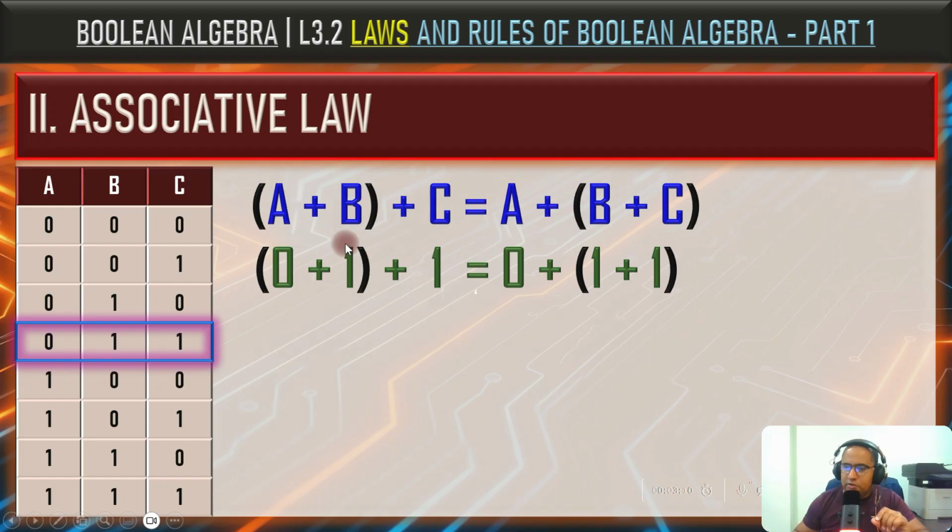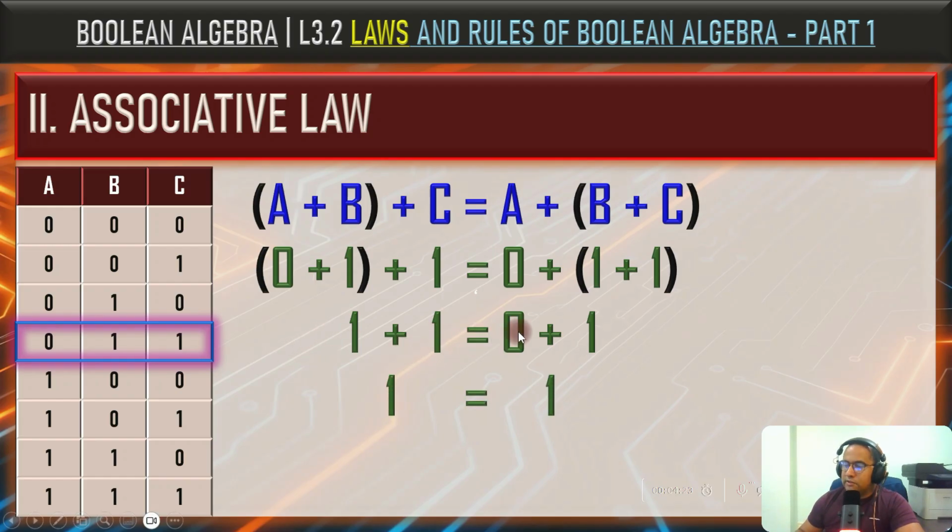Pay attention. According to the order of precedence, just like in mathematics, we first evaluate what's inside the parentheses. 0 plus 1 equals 1, and we repeat plus 1, okay? And the same thing happens to the right side. First, what's inside the parentheses? 1 plus 1 equals 1, and we repeat the 0. Let's continue the operation. 1 plus 1 equals 1, and 0 plus 1 equals 1. So, as you can see, we reach the same result for both sides.